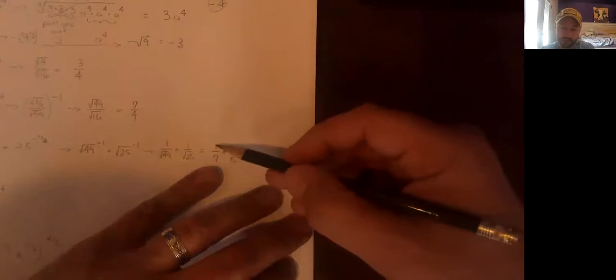What happens is I need my LCD, and I should have left just a touch more room. With 7 and 5, my LCD is 35. That means I'm multiplying 5 here and 7 here. 5/35 is 1/7. 7/35 is 1/5. I can fit it in here. 12/35. We add them together. There's our answer.